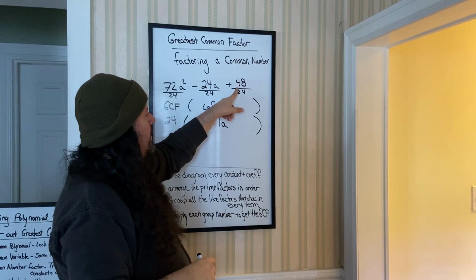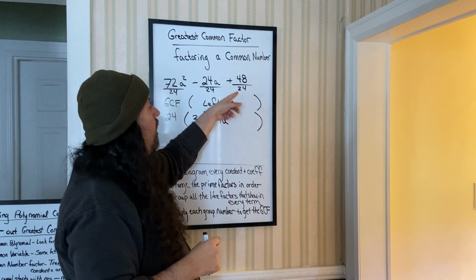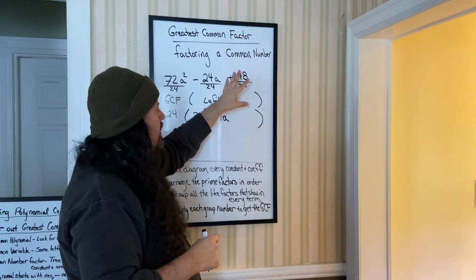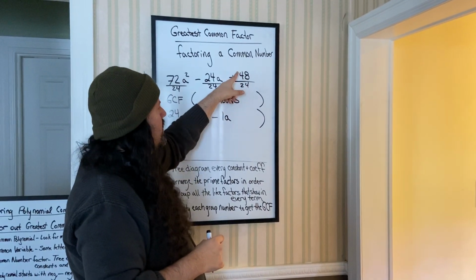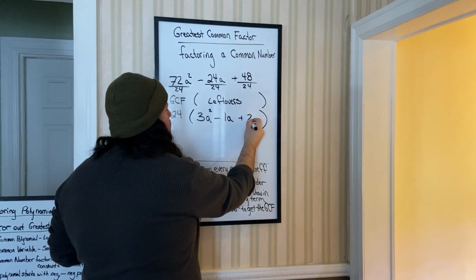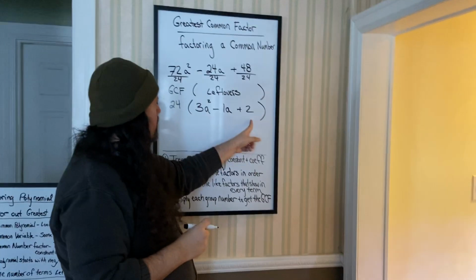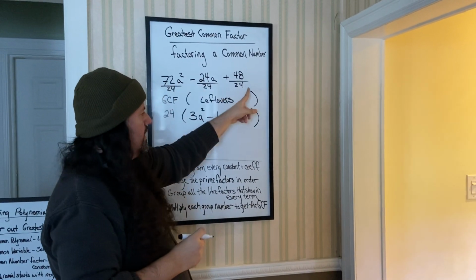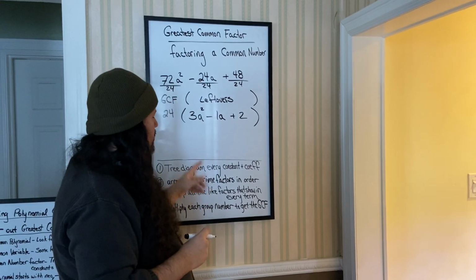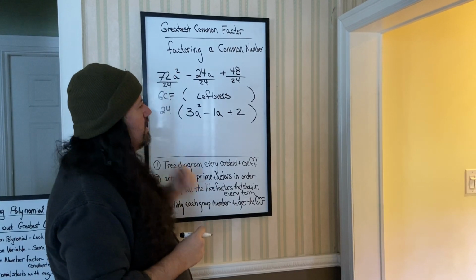And here, 48 divided by 24, because you found the GCF, they all have to divide out evenly. You're not going to have a remainder. So 48 divided by 24 is going to be 2. If you distribute, you're going to get your original answer. Okay? So this is how to find the GCF, these 4 steps, when you're looking for a common number factor.